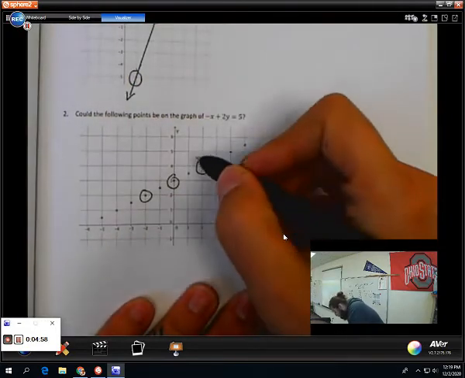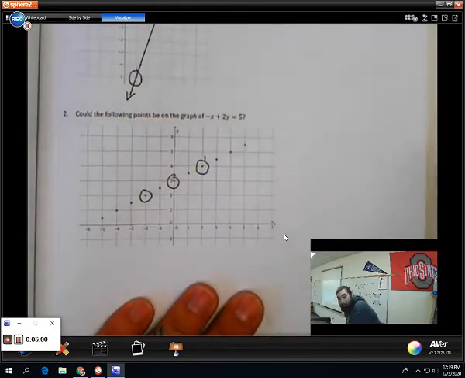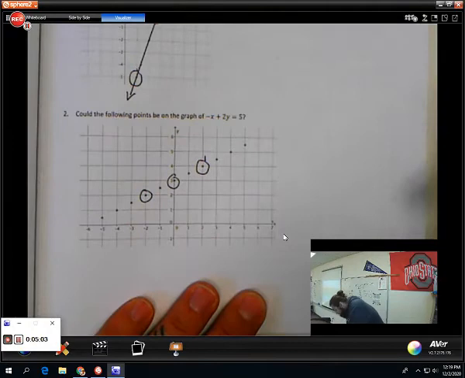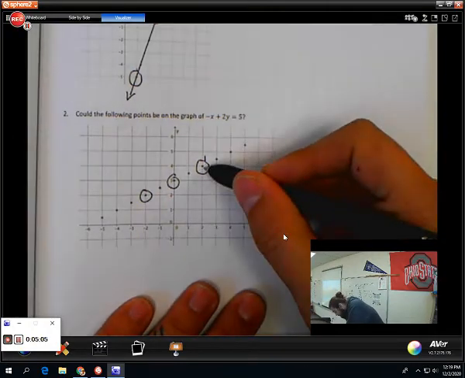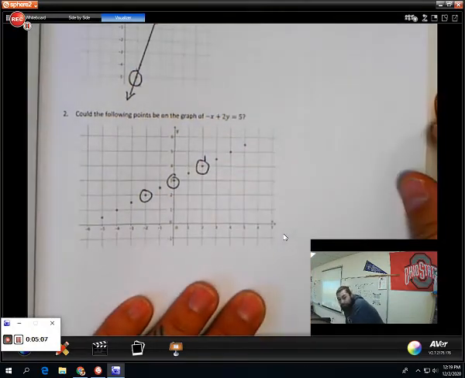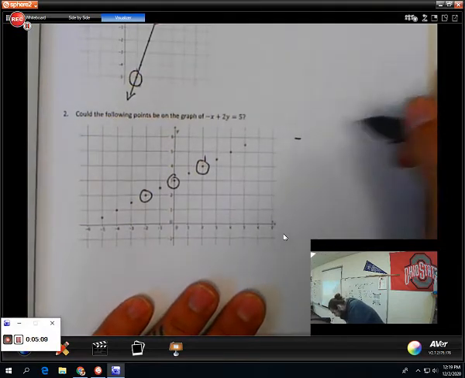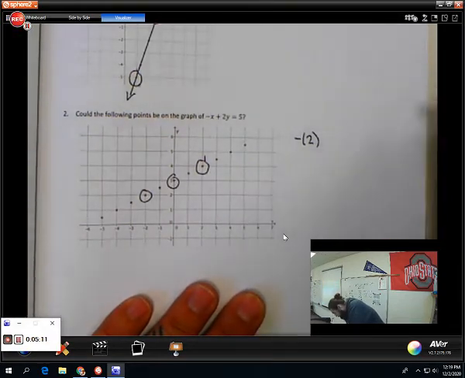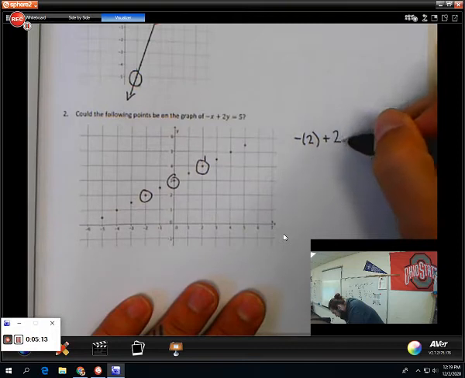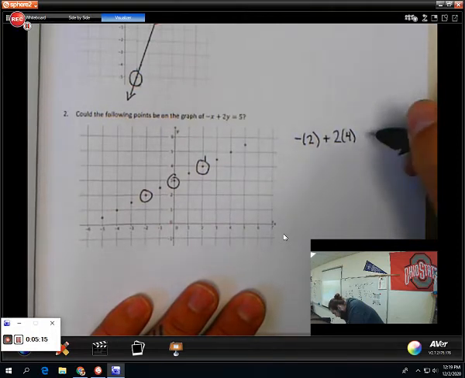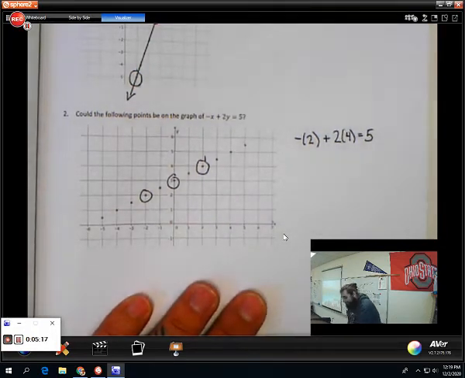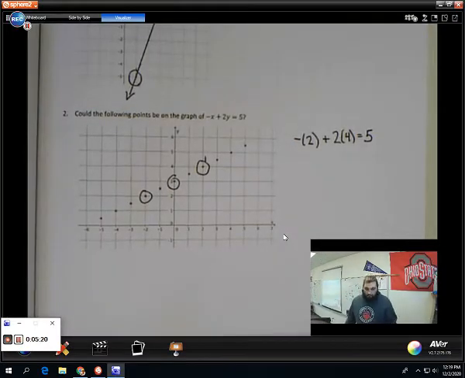So we're going to start with this one right here. We're going to call that point number 1 that we're going to be plugging in. Our x value is 2, our y value is 4. So we're going to take, this is negative x, so this is going to be negative 2 plus 2 times 4 is equal to 5. Is that true? We need to see.